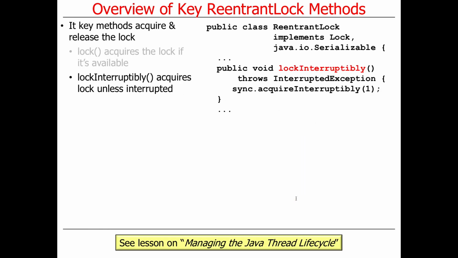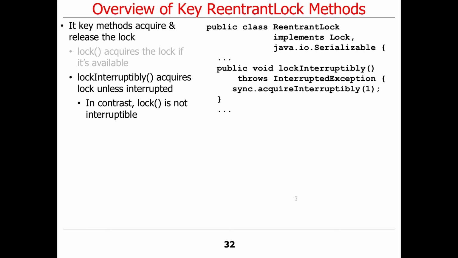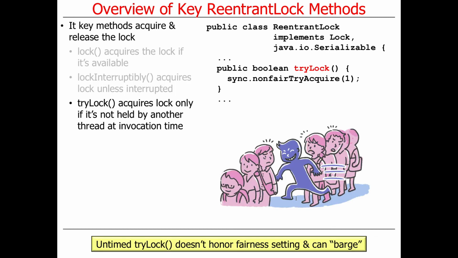lockInterruptibly acquires a lock unless it's interrupted. We'll talk more about interrupts later, but in a nutshell, it's going to allow itself to have the InterruptedException thrown. You can see that's the exception that's thrown if the lock is interrupted. That's nice if you want more responsive programs. In contrast, the lock method is not interruptible. So that behaves just like the synchronized statement or method in the built-in monitor objects, where it'll just wait indefinitely and cannot be interrupted.